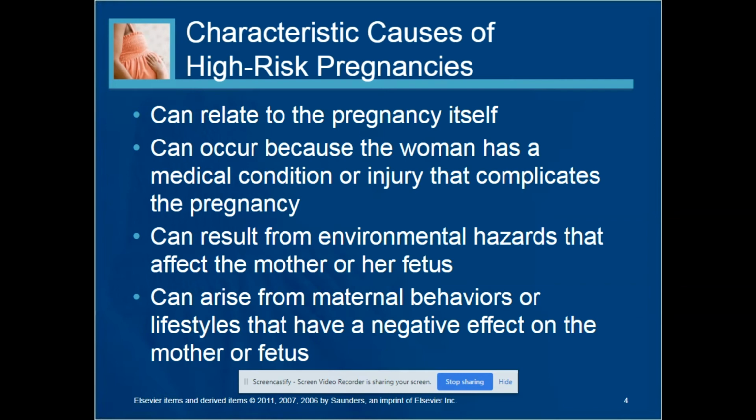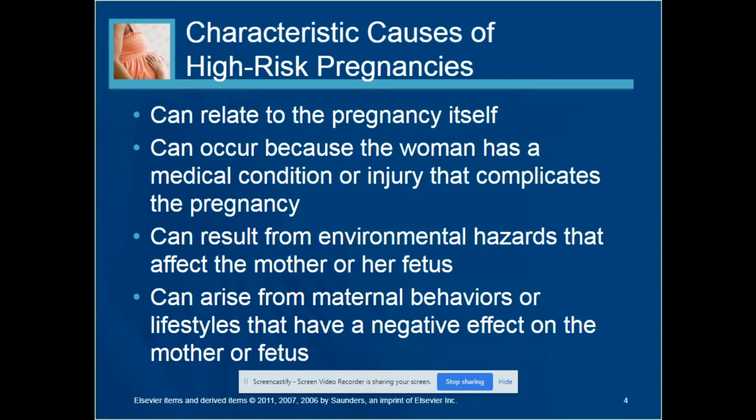The characteristics of high-risk pregnancies is that it relates to the pregnancy itself. It occurs because the woman has a medical condition or injury that can complicate the pregnancy, or it can result from environmental hazards that affect the mother and fetus. Also can arise from maternal behaviors or lifestyles that have a negative effect on the mother or fetus. So think about a case in which each of these would cause high-risk pregnancies.